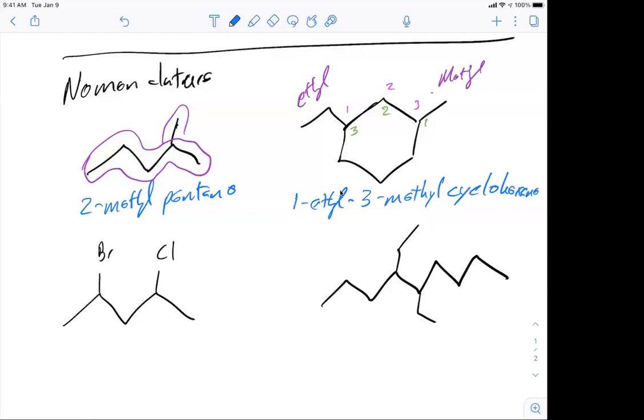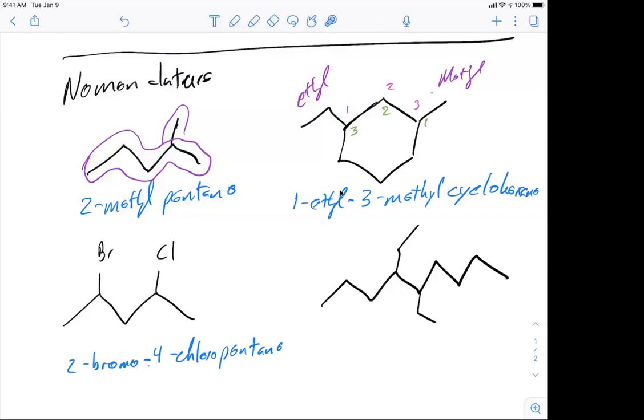So again, alphabetic here, we have a similar thing. We have the bromo and the chloro. So the B comes before the C. So therefore, this is going to be 2-bromo-4-chloropentane. And for some reason, I'm stuck on pentanes today. So pentane.